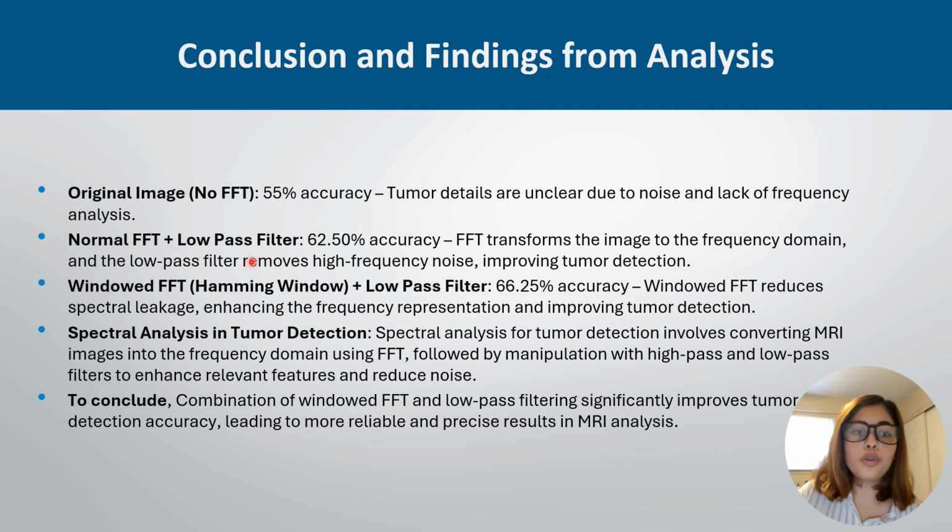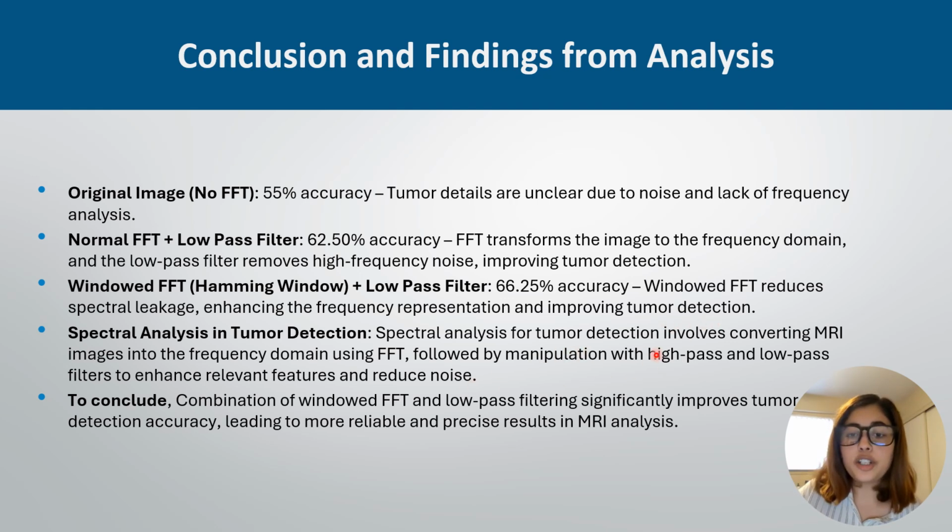So to conclude, as I mentioned earlier, the original image without FFT has 55% accuracy. Normal FFT plus low pass filter has 62.50% accuracy, improving tumor detection. And Windowed FFT with the Hamming window function plus low pass filter improves the accuracy to 66.25% by reducing the spectral leakage, enhancing the frequency representation, and improving tumor detection.